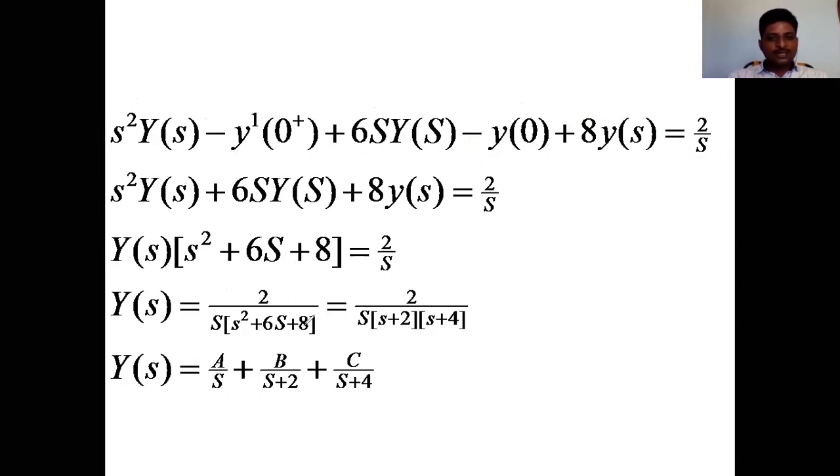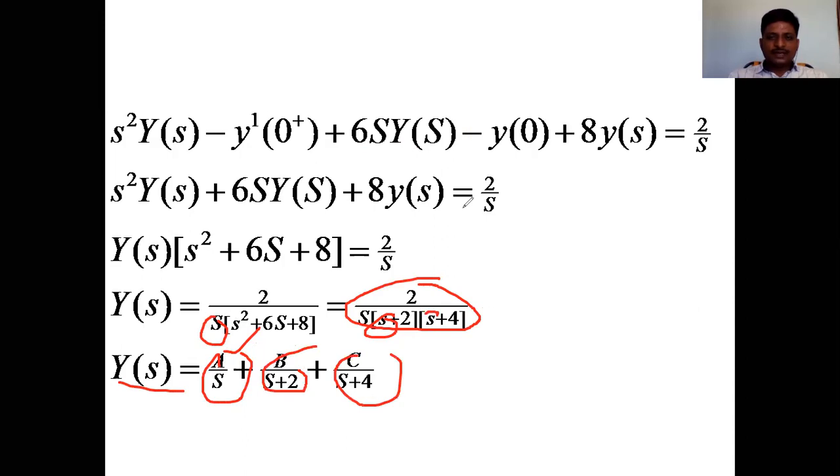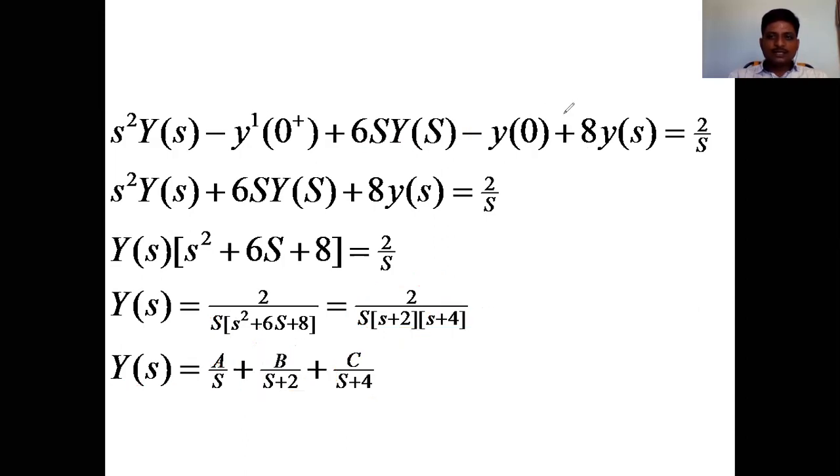Then try to find the roots of this polynomial. So 2 by s into, you can write, s plus 2 into s plus 4. Once you have got all the roots, you have to apply partial fractions. So Y(s) is equal to A by s, for s plus 2, B by s plus 2, and for s plus 4, C by s plus 4. After writing partial fractions and their arbitrary constants, you have to find each constant.